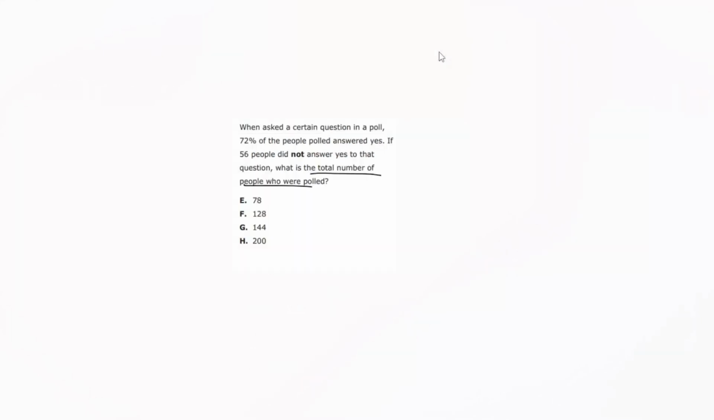Alright, so this question asks us, when asked a certain question in a poll, 72% of the people polled answered yes. If 56 people did not answer yes to that question, what is the total number of people who were polled? So to answer this question, the first thing I need to figure out is the percentage of people who answered no. So let's figure that out. You just do 100% subtract 72%, and that would give you an answer of 28%.